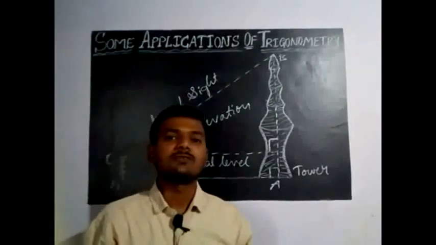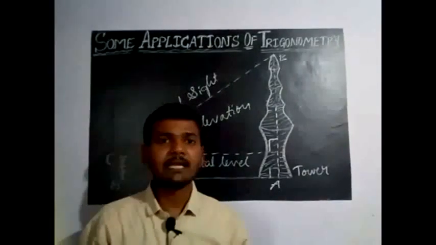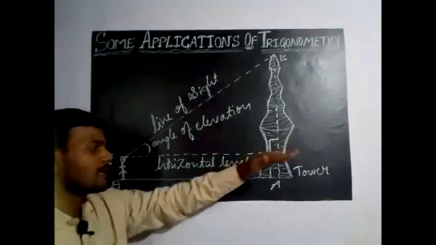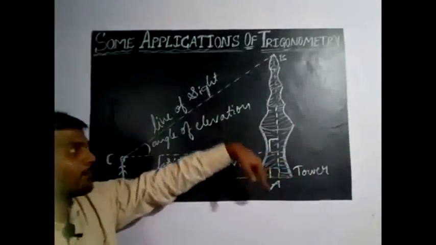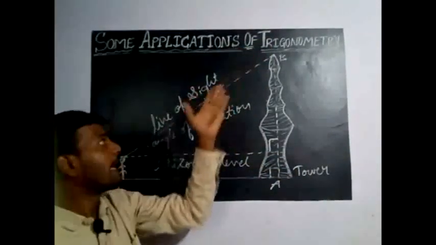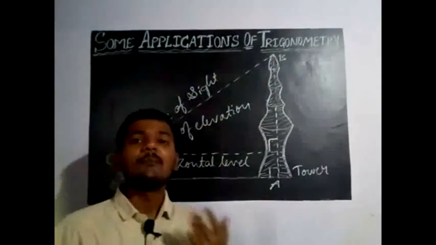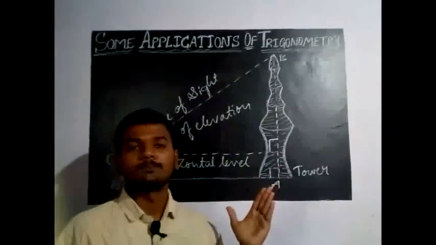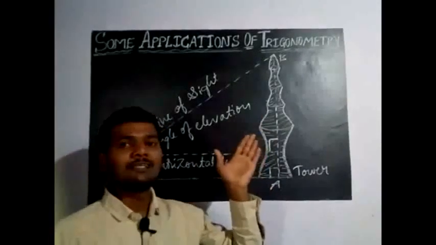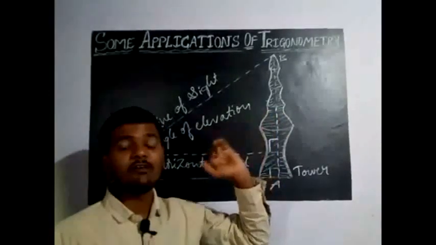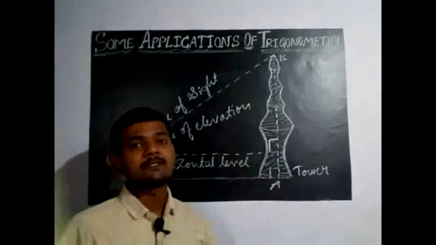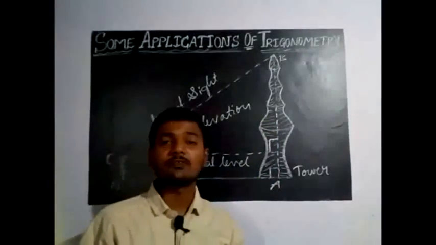These are the basic concepts we must remember. The angle of elevation is always the angle measured above the ground, between the line of sight and the horizontal level, when a man looks above the ground to the point you want to see or view. Okay, so this is the concept you must remember here.